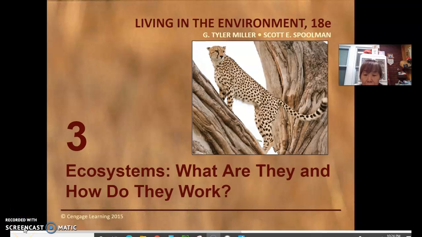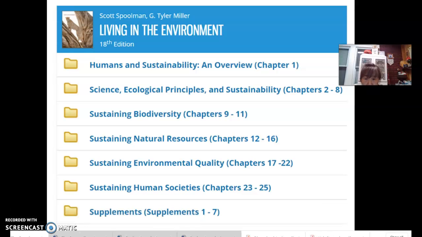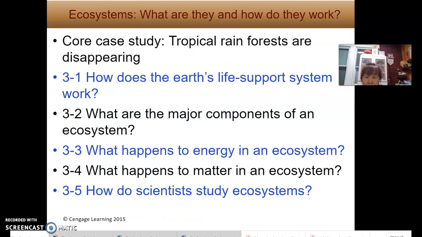Okay, we are at chapter 3, ecosystems. What are they and how do they work? Just remember, chapter 3 is still in the category of science and ecological principles and sustainability, very basic knowledge about ecosystems. This chapter has a core case study of tropical rainforests and then 5 little sections.